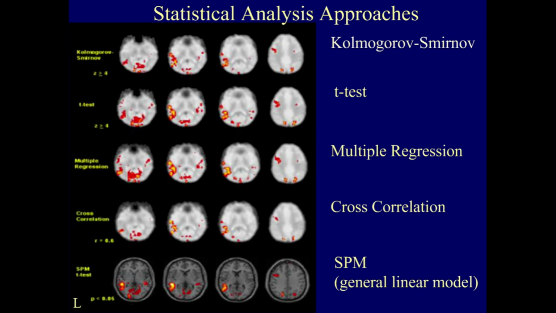There are a variety of statistical analyses and approaches that can be used to analyze fMRI data. So there is the Kolmogorov-Smirnov approach, there is a t-test, there is multiple regression, there is cross-correlation, and there is SPM, which is a general linear model. They all have a variety of assumptions about what they do. They are all very much threshold dependent, which, although there are p-values, is often arbitrary. But the bottom line is they all yield very similar results for the same data set or data sets, as exemplified here.